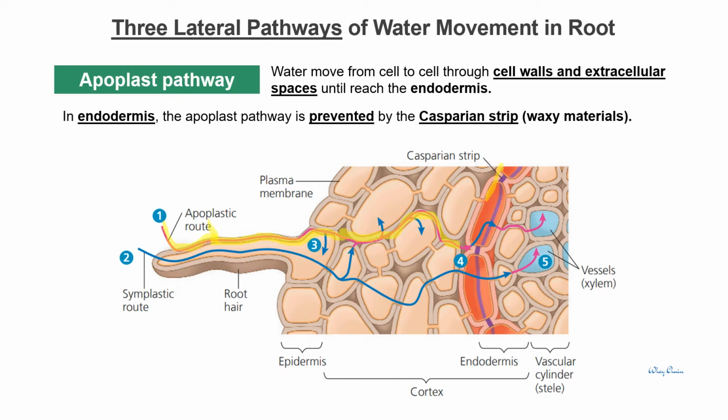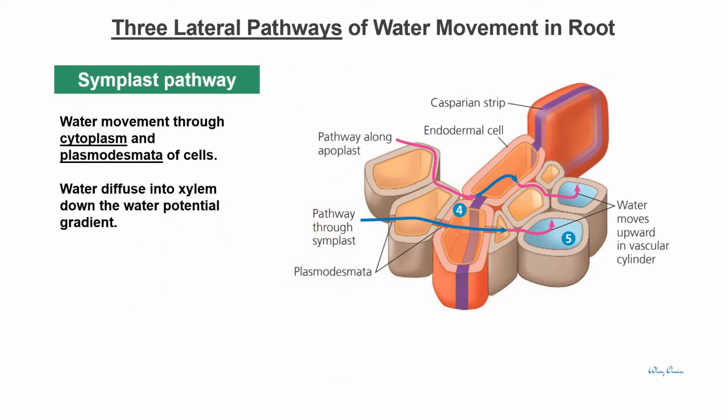Endodermis consists of a layer of endodermal cells, and each of them has a waxy material found in the cell wall. The waxy material is the Casparian strip, which is able to prevent the water movement. The Casparian strip is found at the cell wall of the endodermal cell, and it can prevent the water movement in the cell wall, which is the apoplast pathway.